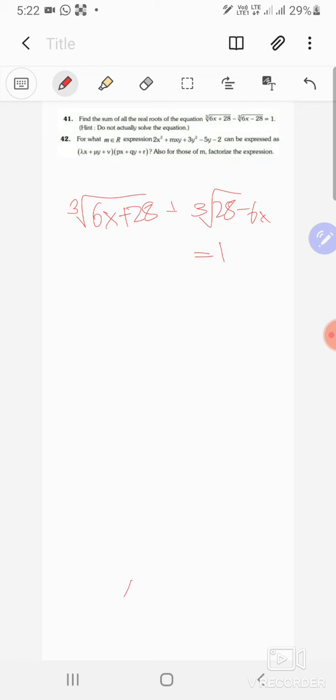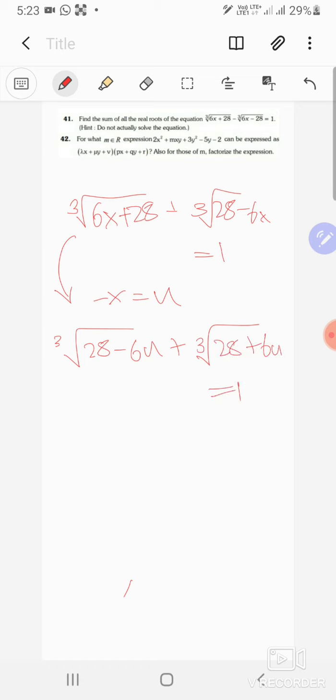Here's the thing. I'm going to substitute minus x as u. That will transform this equation to the cube root of 28 minus 6u plus the cube root of 28 plus 6u equals 1. The good thing is that these two equations are actually the same thing. So if I substitute x as negative u, whatever values of x I get from this equation, the same values of u I will get from this equation.